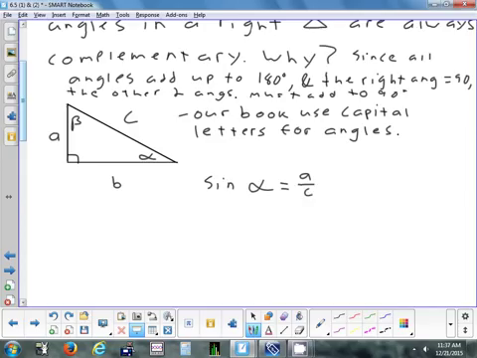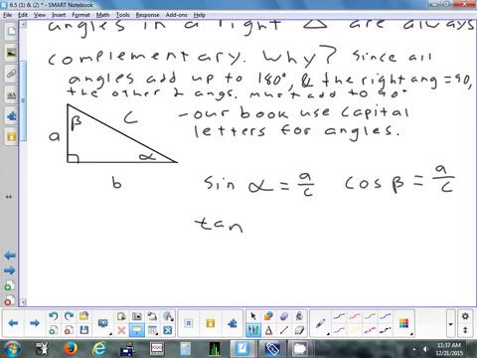Okay, now let's find the cosine of beta. What's the cosine of beta? A over C. Okay, so notice, again, those two come out the same. It's kind of like what we just did with the sine of 30 and the cosine of 60. Right?